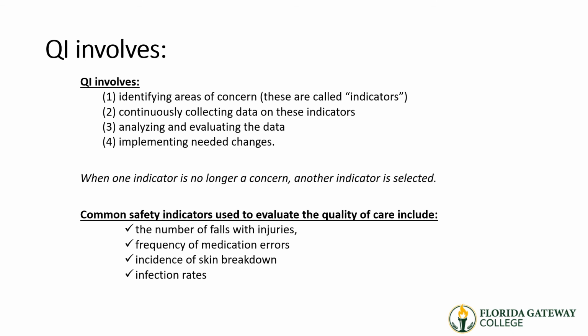QI involves a process kind of like the nursing process. It identifies areas of concern. These are called QI indicators. They continually collect data on these indicators. They analyze and evaluate the collected data, and then they recommend and implement any needed changes. Some common safety indicators that evaluate the quality of care that's being provided in the hospital or facility are number of patient falls with injuries, frequency of medication errors, the incidence of stage 3 and 4 pressure ulcers or skin breakdown, and also hospital-acquired infections.